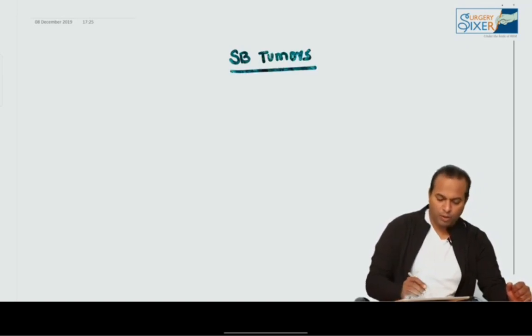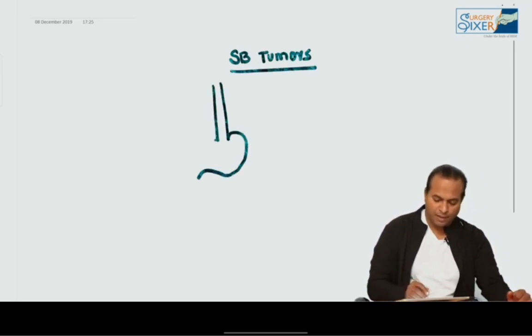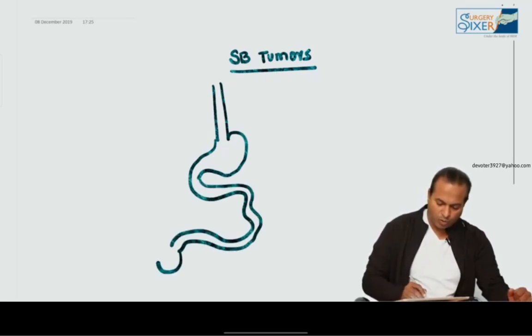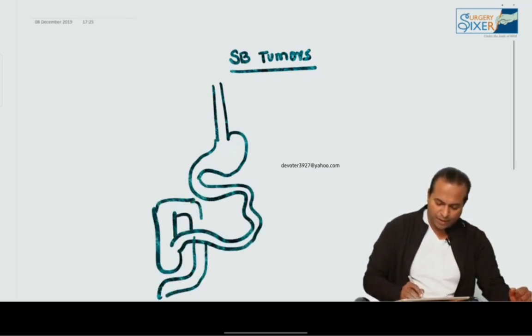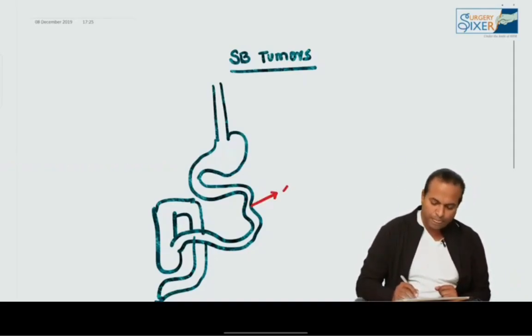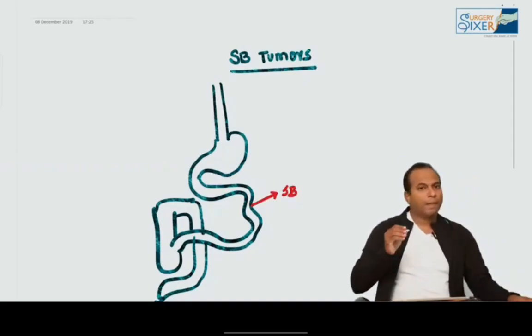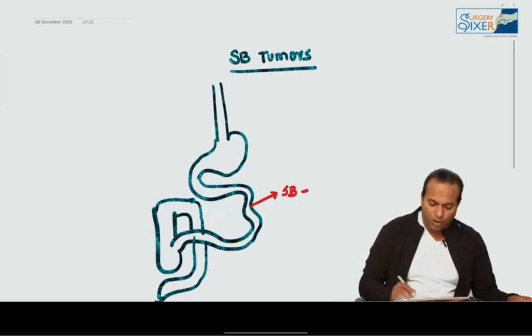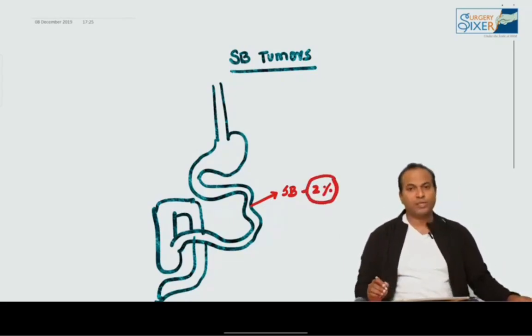If you see, your GIT is made up of esophagus, stomach, small bowel, and colon and rectum. This is a total GIT. In this GIT, which is the largest part? The largest part of GIT is small bowel. But the interesting point is, the percentage of GIT tumor in small bowel is only 2%. So please remember, the percentage of tumor in small bowel is only 2%.